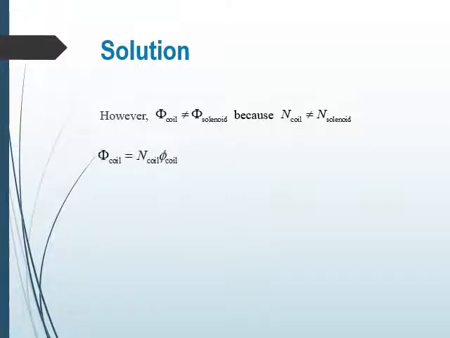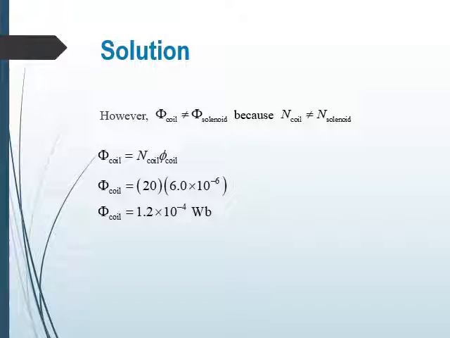However, even though we say phi coil is equal to phi solenoid, it doesn't mean that the flux linkage should be the same. Flux linkage for the coil is not the same as the flux linkage for the solenoid because the number of turns in the solenoid is not equal to the number of turns in the coil. So magnetic flux linkage for the coil is equal to N coil phi coil. Substitute the values into the equations and you will get 1.2 times 10 to the power of negative 4 Weber.